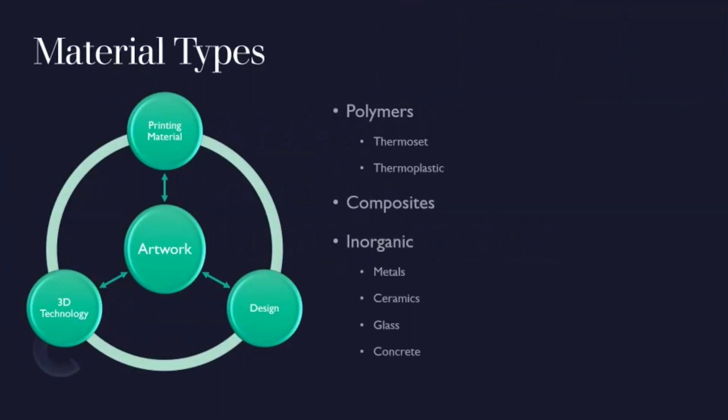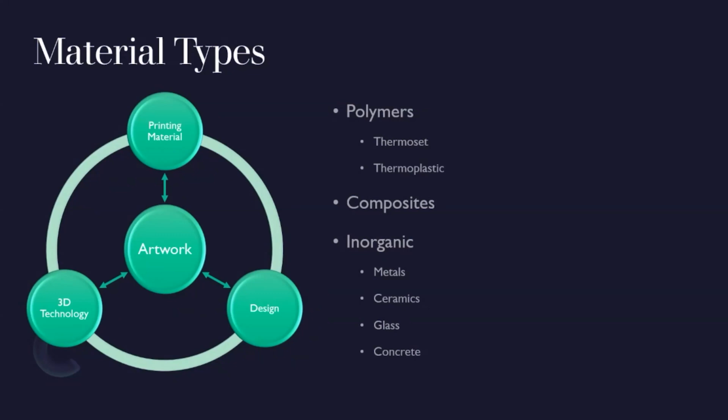The diagram shown on the left presents the interconnection of the design, material, and technology used to ultimately create a 3D printed object, in this case, a piece of artwork. The printing material selection will depend on the design, for example, if the artwork design requires a high level of detail, as well as the 3D printing technology that will be employed, for example, if that technique requires the starting material to be in a powder form.